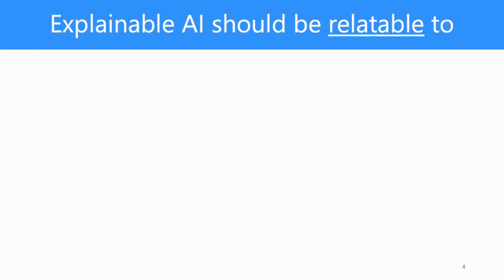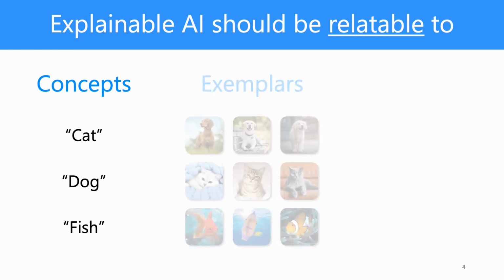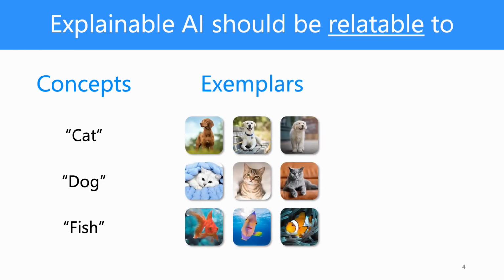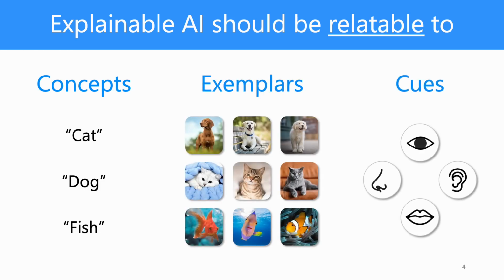To mitigate the previous problems, we argue that explainable AI should be relatable to abstract concepts, exemplars that are representative of the concept class, and cues that describe in terms of human understandable semantics.